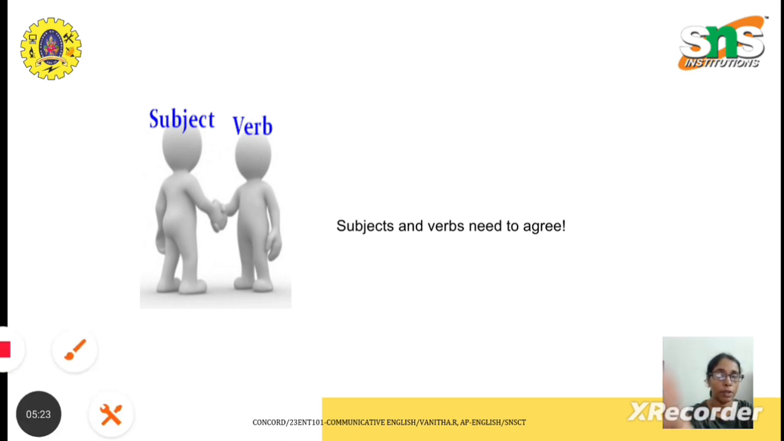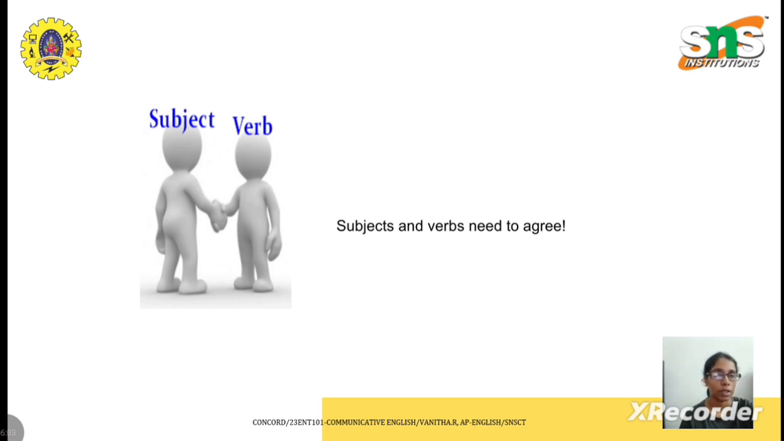So the basic problem of learning to use appropriate concord is the problem that I have taken, and I have observed so many students who use a singular verb for a plural subject, because they are not aware whether the subject is singular or plural. That is the one thing. So make them identify what the subject is, how you should differentiate the subject, how you should identify whether the subject is singular or plural.